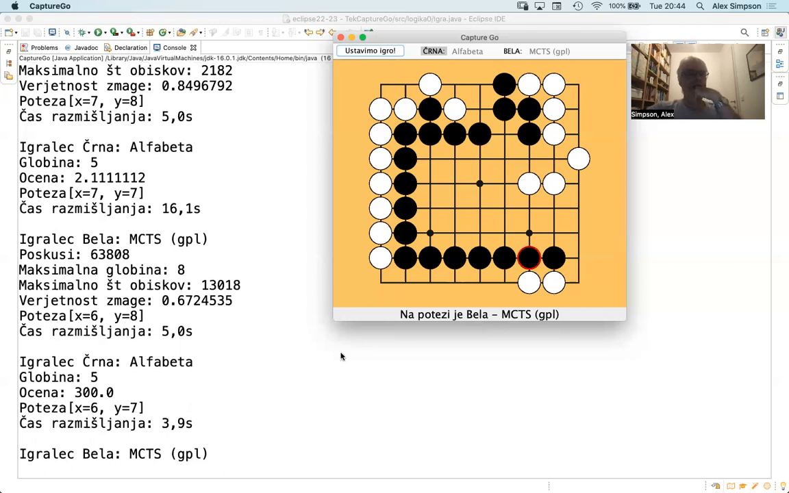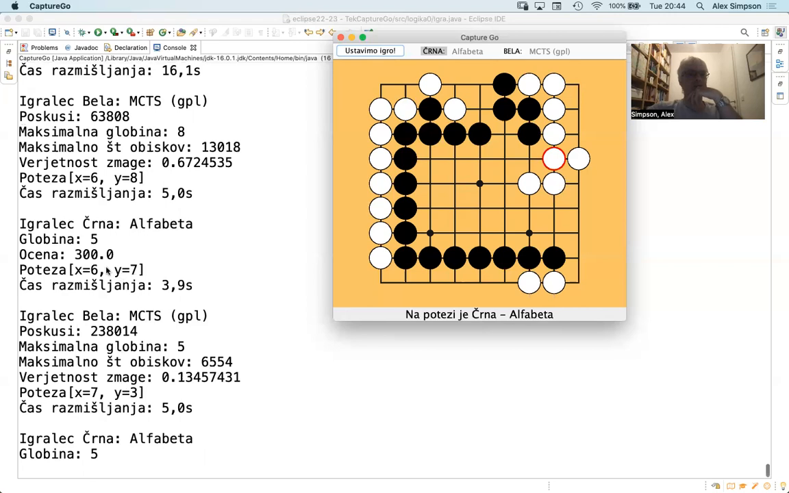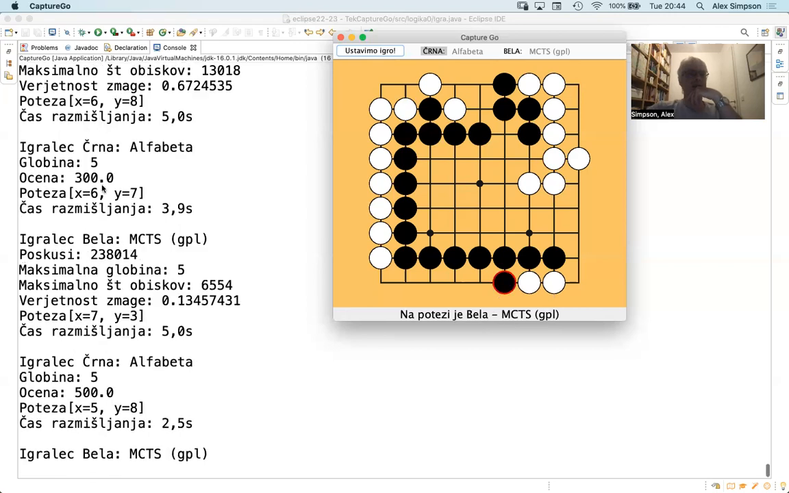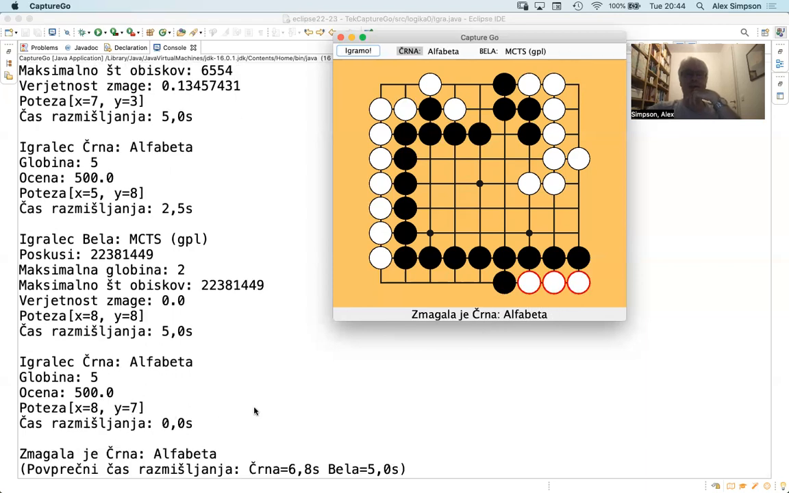And in fact, alpha beta's score has gone to 300, which means it's calculated it can win. Now it's got up to 500, which is winning sooner. And there we are. So alpha beta won that game. That wasn't very impressive, but it wasn't a bad game.